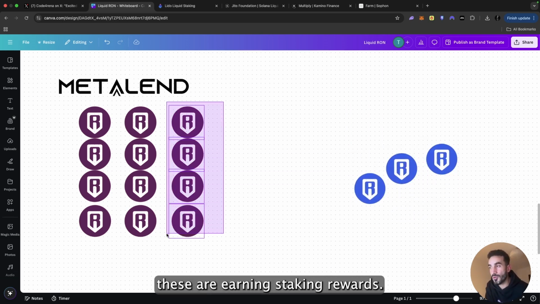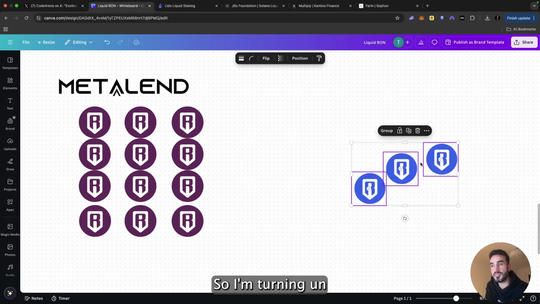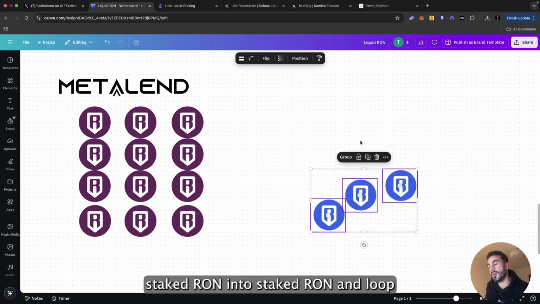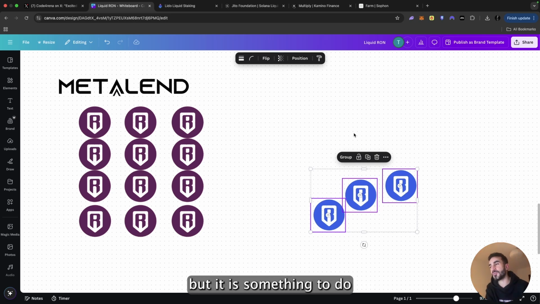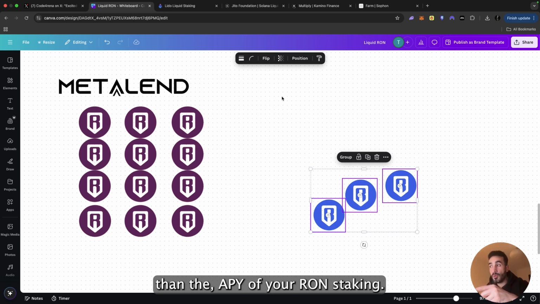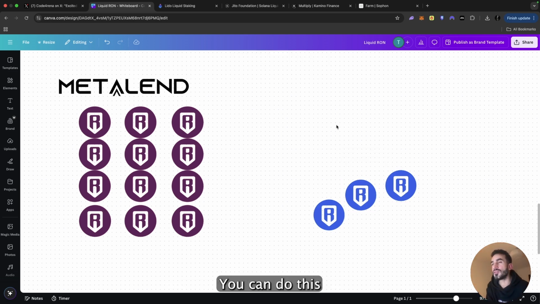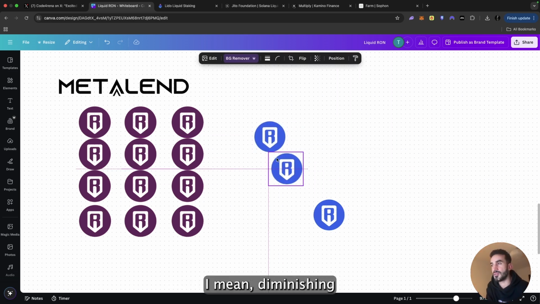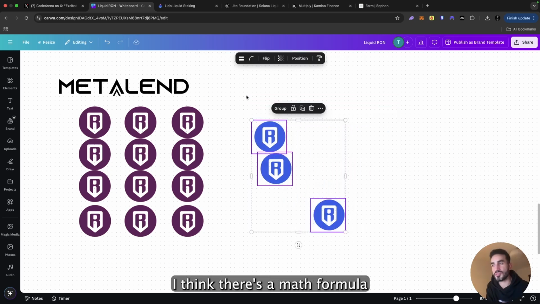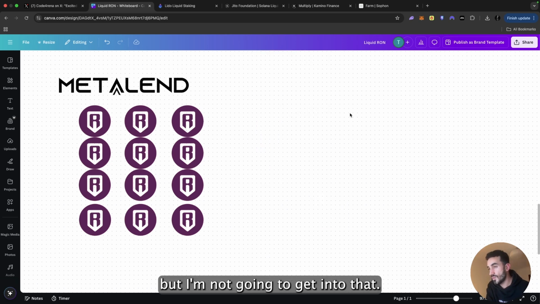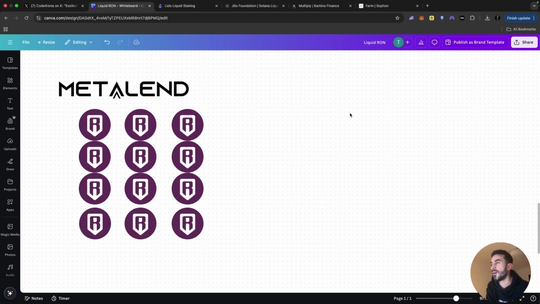Now, again, these are earning staking rewards. So I'm turning unstaked RON into staked RON and loop staking it. Now, people do this a little crazy, but it is something to do as long as the lending rates are lower than the APY of your RON staking. You can do this quite a few times with diminishing deposits. I think there's a math formula to how many times you can restake, but I'm not going to get into that. So that's something else that's pretty cool.